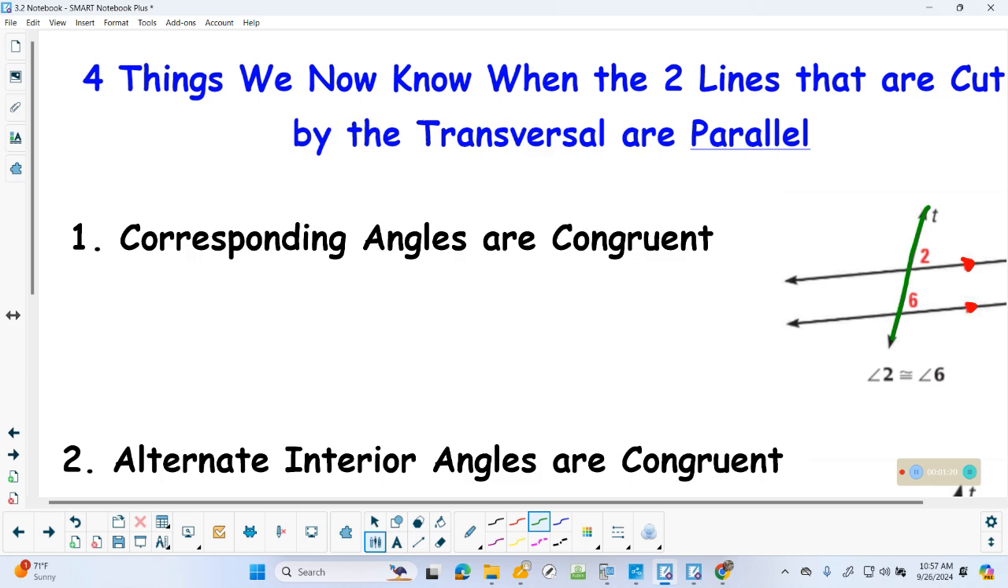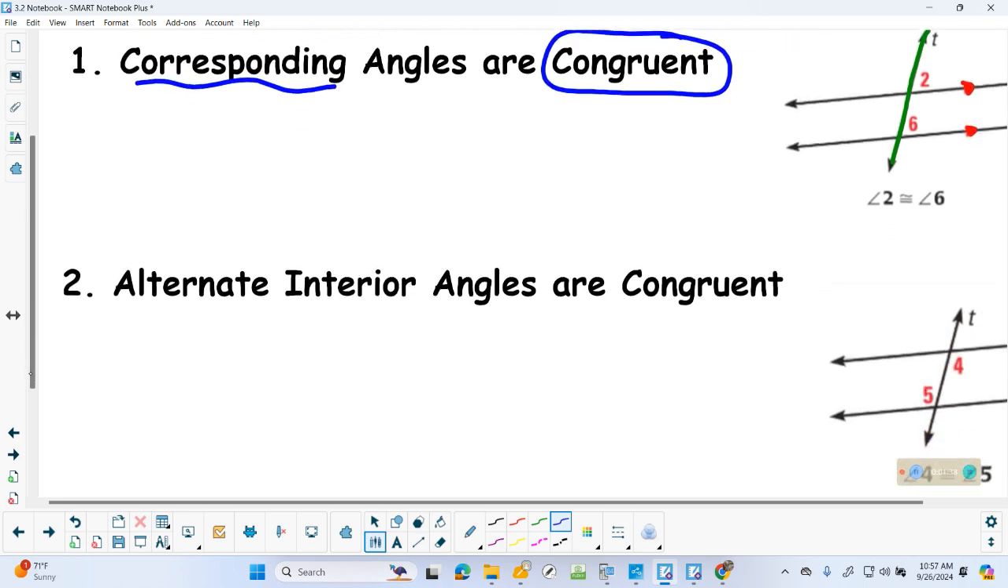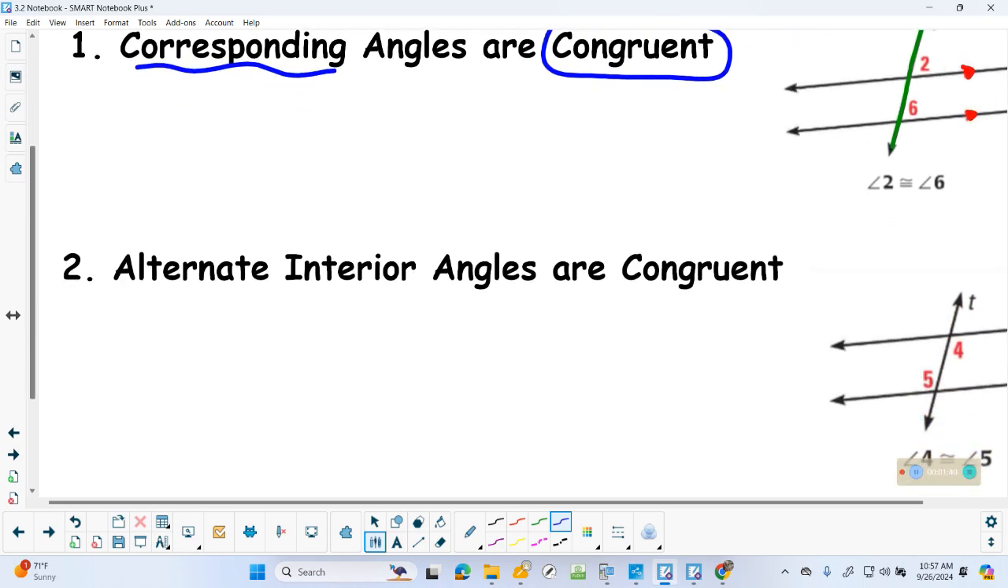Now here's the nice thing. If you have your transversal intersecting parallel lines, remember 2 and 6 are what we call corresponding angles. You now know they're congruent. If you're on parallel lines, they're congruent. Only on parallel lines are they congruent. Now, kind of the same idea for the next one. Alternate interior angles are congruent.